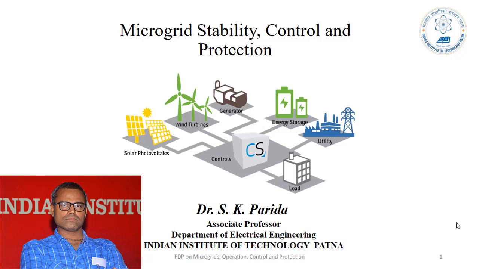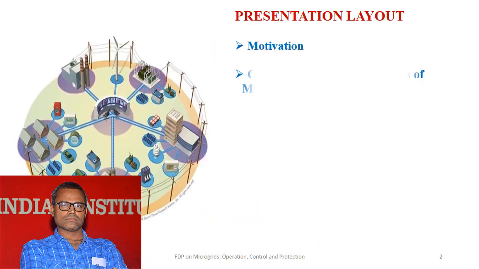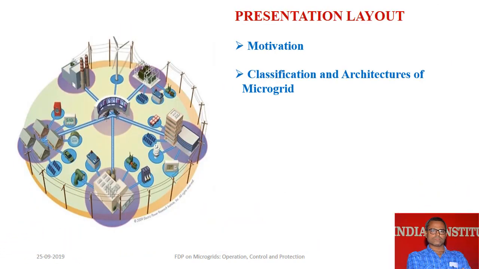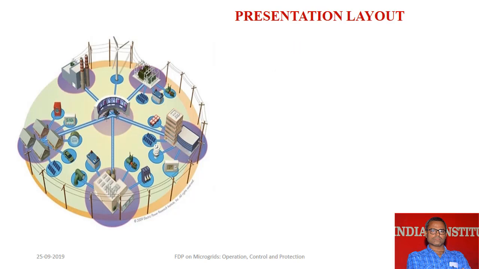So let me start my presentation. In the stability aspect, mostly we'll cover small signal stability. Why small signal stability? If you are a power system person, you must be knowing small signal stability is because of small disturbance, but sometimes it causes a chaotic condition, creating sometimes blackout as well, right? So we'll start with stability, then a little with control aspect, then protection.